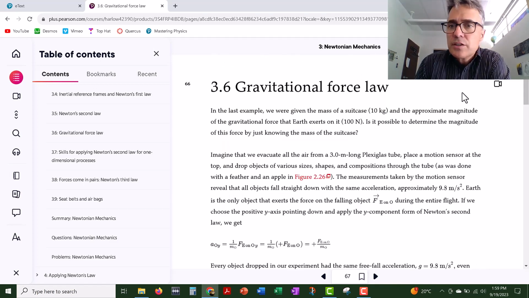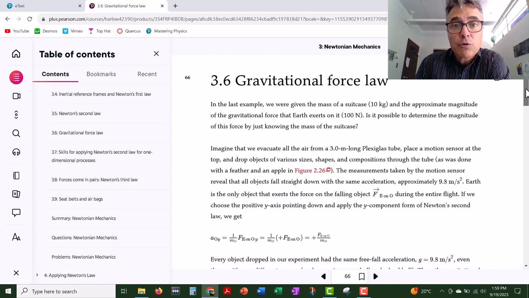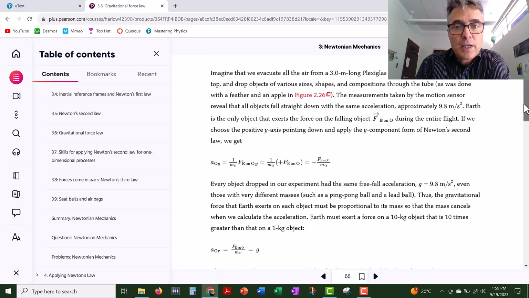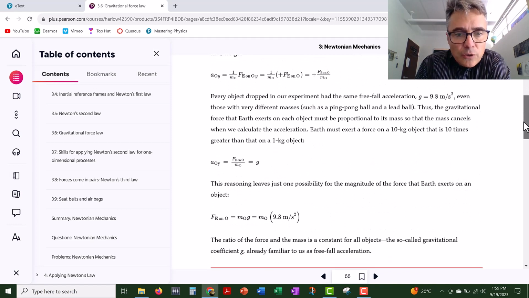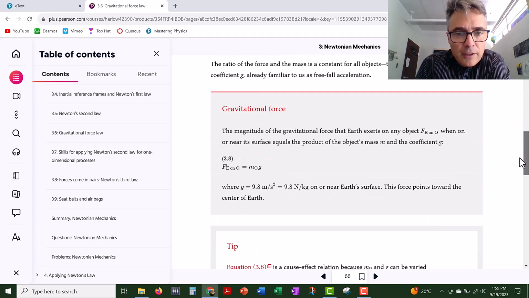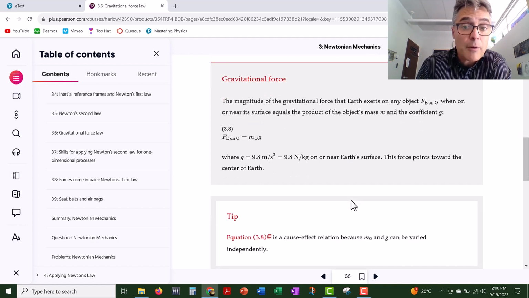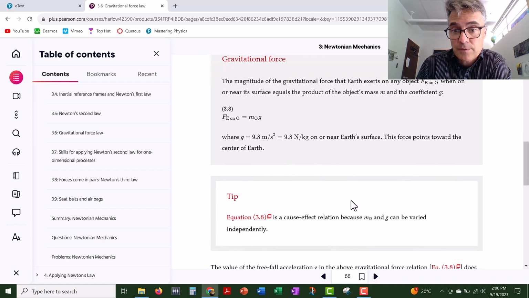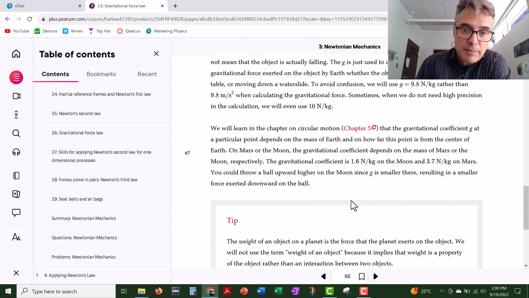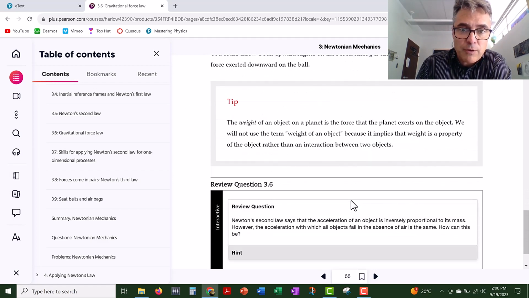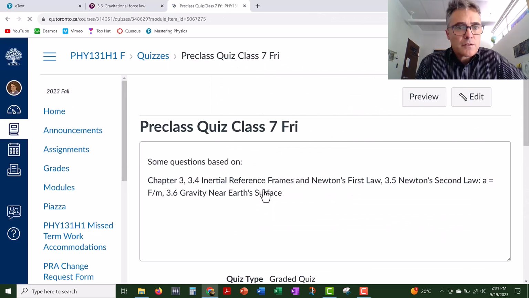And this last section is going to give you an equation for the gravitational force. It's a bit of a strange looking equation. It says that the force of Earth on an object equals the mass of the object times g, where g equals 9.8 newtons per kilogram on or near Earth's surface. So that's basically the equation for the gravity force. So that's it for the reading.